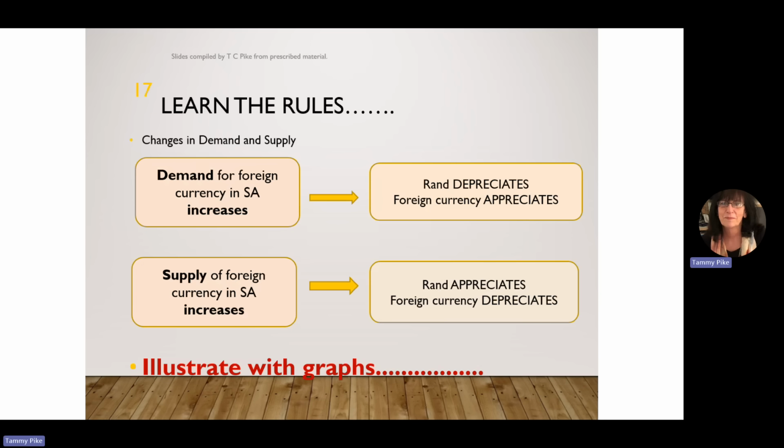Anything that increases the demand for dollars or any foreign currency in South Africa will lead to a depreciation of the rand. Anything that increases the supply of foreign currency coming into South Africa will lead to an appreciation of the rand against that currency. All right. So these two rules should help you, keep you on track when answering questions.